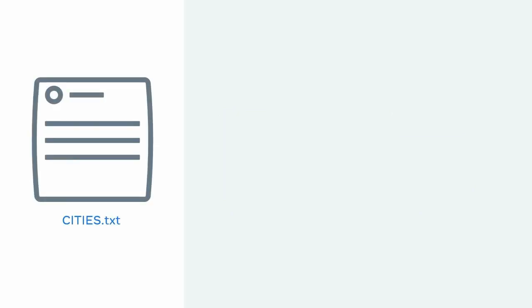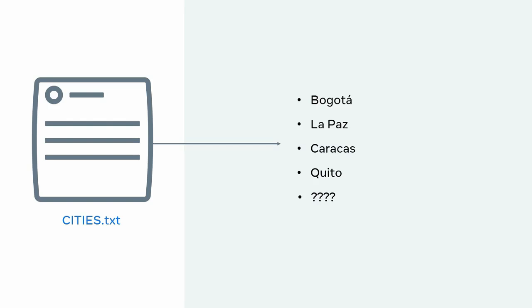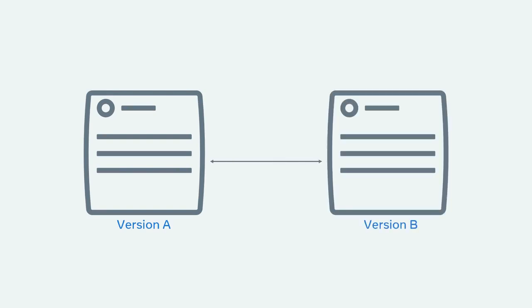To demonstrate, let's say you have a text file named cities.txt, which contains the names of cities you visited. You've been updating the list during a tour of South America, but upon returning home, you've lost track of what you've recorded. So, what can you do? Well, this is a situation where git diff makes itself useful. Git diff will compare the previous version of the file with your current one to find any differences.